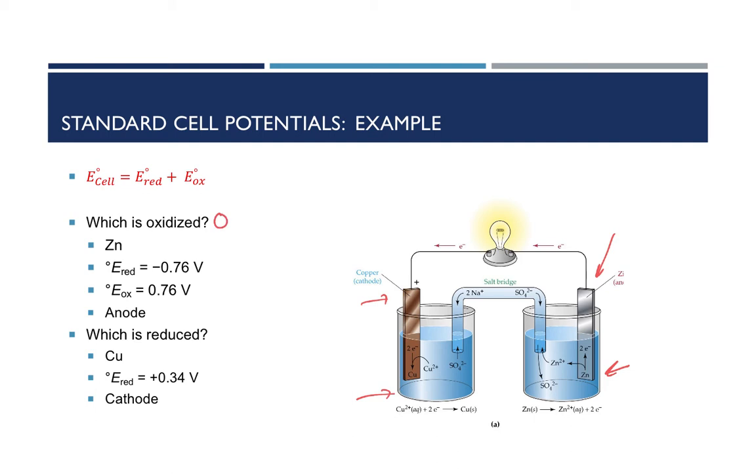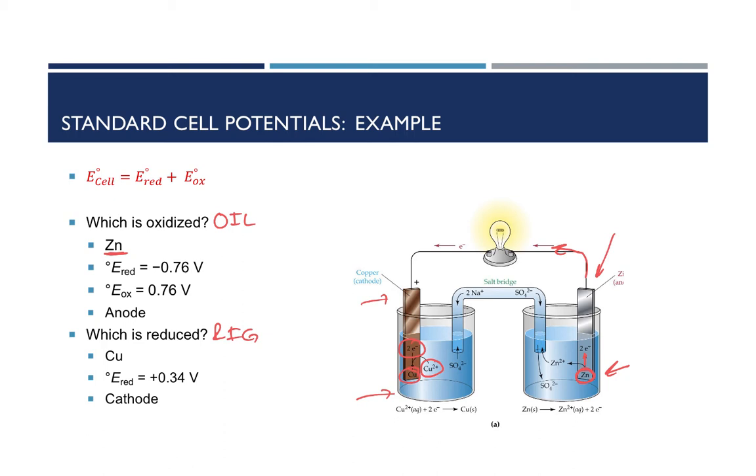So oxidation is losing electrons. I'm going to look at my two solutions and see where electrons are being lost. Well, they're being lost right here by this solid zinc, right? 2 electrons, and they travel through our wire. So zinc is being oxidized. What's gaining electrons? Well, we can see it right here. Copper ions are adding electrons and forming solid copper.